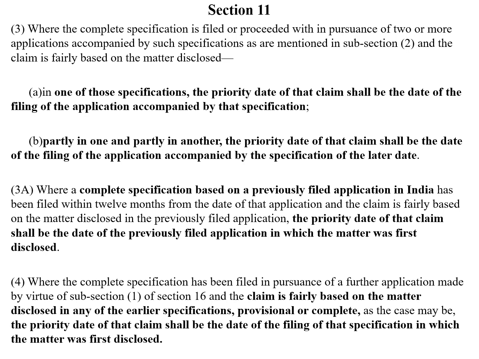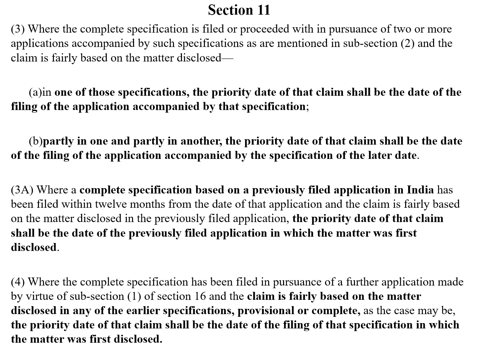So if there is a claim whose matter is disclosed in two or more applications, or specifications you can say, partly in one and partly in another, and you need to find out the priority date, how will you find it? It will be the date of the specification which falls later. These kinds of questions are asked in objective type questions, so it's very essential to memorize these clauses: if it is partly in one and partly in another, the priority date of that claim will be the date of filing of the later one.